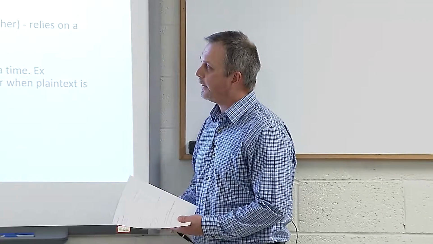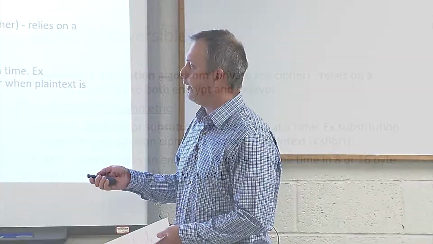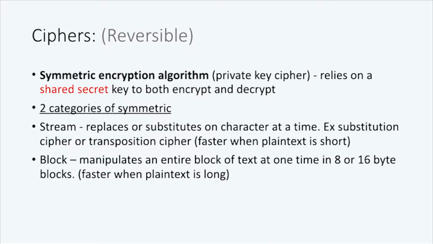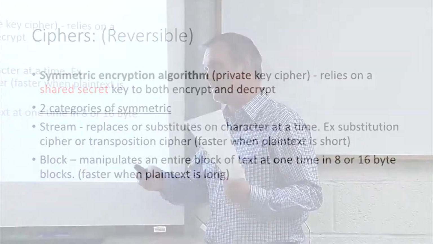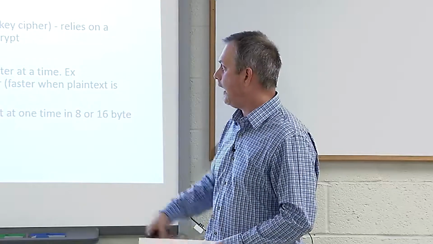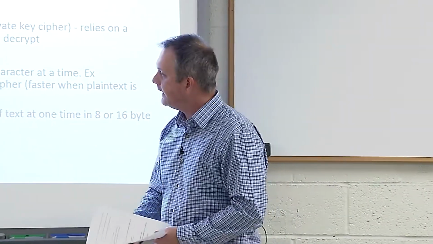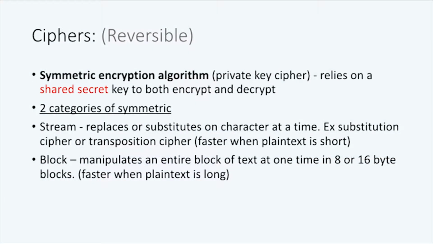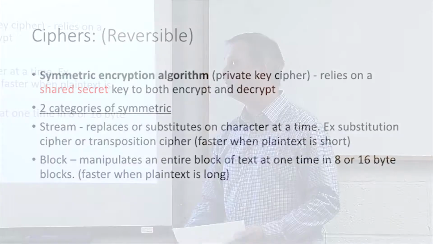Compare that with the other category of symmetric encryption algorithm, the block cipher. The block cipher manipulates an entire block of text at one time, either in 8 or 16 byte blocks. So now the encryption engine is acting upon an entire block at a time rather than one character at a time. Relatively speaking, block ciphers are much faster when the plain text is relatively long.